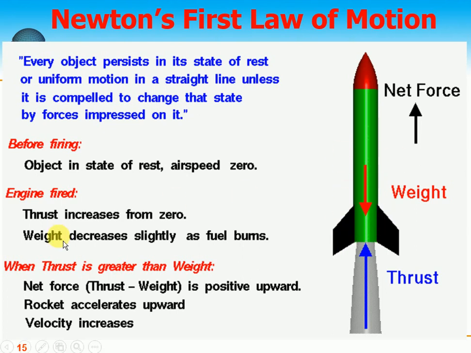For example, this is the rocket. You see the object is at rest, and airspeed is initially 0. Now we fire, the weight is downward and the thrust is in the upward direction. And of course, there is some resistive force from the air. The net force is thrust minus weight. If it is positive, the rocket will move in the upward direction. And if it is negative, of course, the rocket will not accelerate and remains stationary. But if it's positive, the body will accelerate and the velocity will increase.